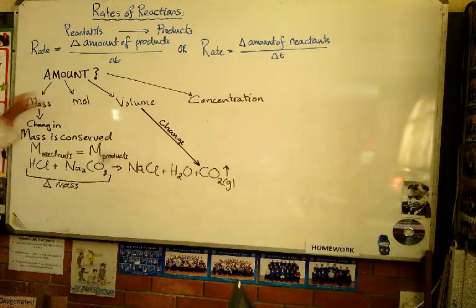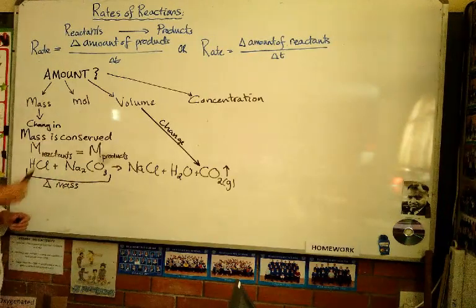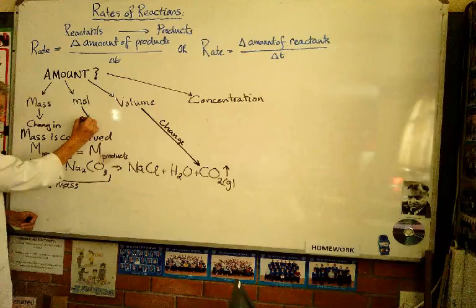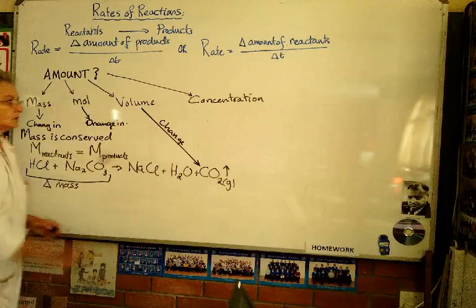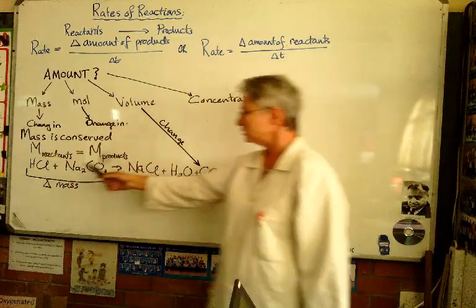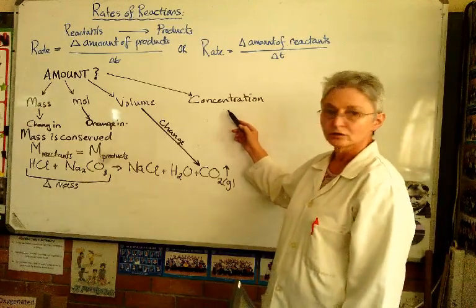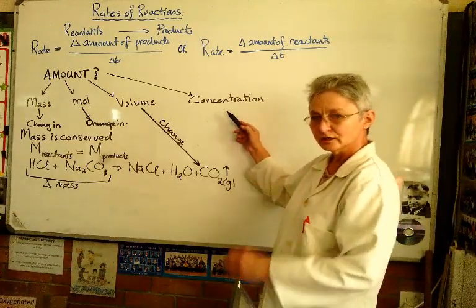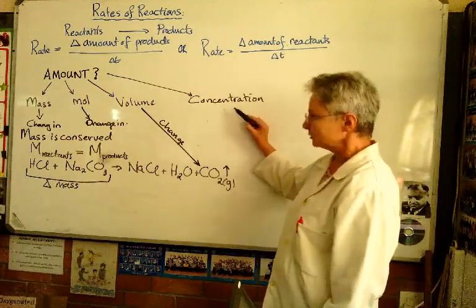We could also use a change in moles, because as the reactants are used up, there will be a change in moles. There will definitely be a change in concentration. Usually your hydrochloric acid has a specific concentration, so you can measure the change in the concentration of the acid in specific time intervals. Good. So are you with me?